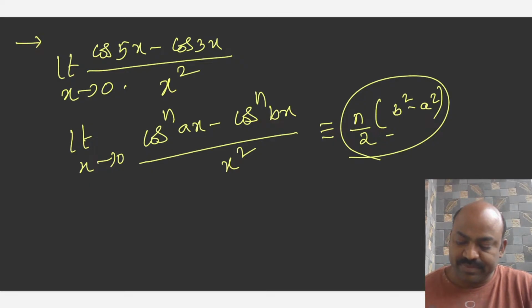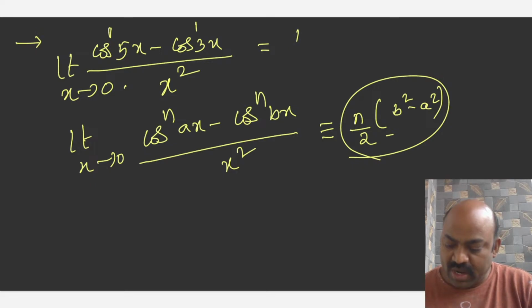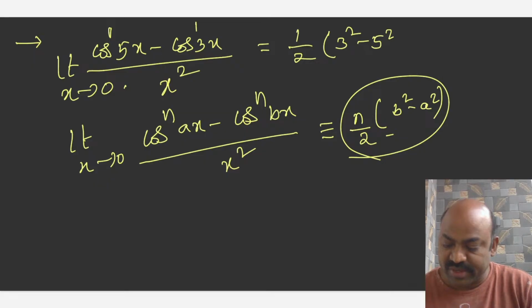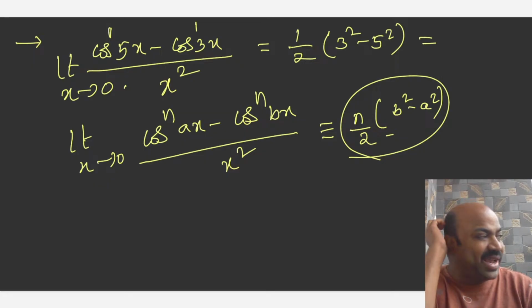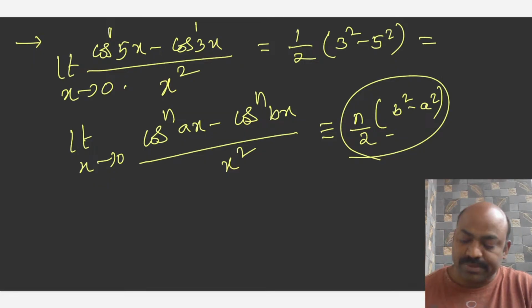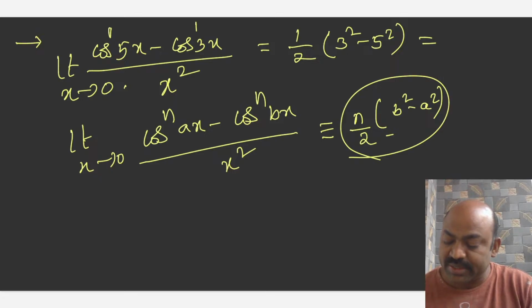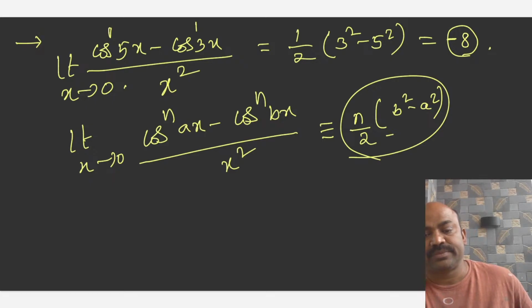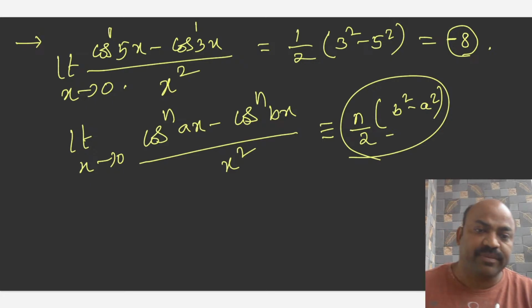So the answer, can you give it? What is n here? 1. So 1 by 2 times (3 square minus 5 square). We get 9 minus 25, which is minus 16, divided by 2 means minus 8, I think. Are you following?